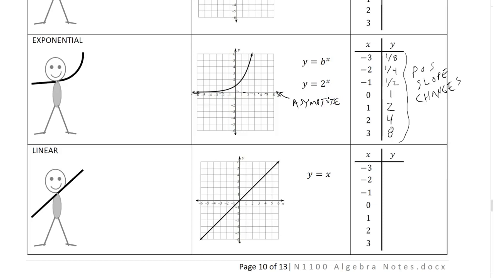Finally, we will look at linear functions. The parent function is y equals x. Thus every y is the same as every x. The line has a constant positive slope that never changes. The slope is 1 over 1.